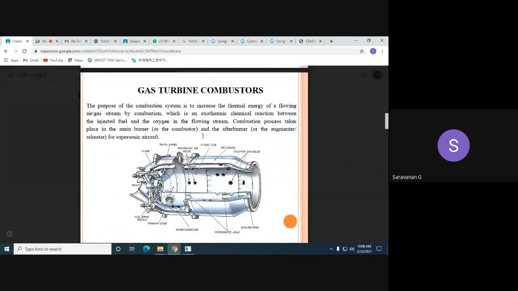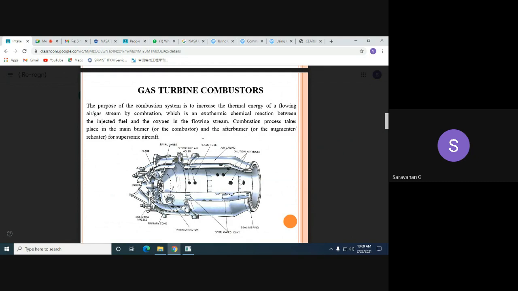Okay, let us start with the next topic, gas turbine combustors. This is the second major topic in Unit 2. We have three topics: intakes, combustor, and nozzle. The first, intake, is over. Today we are going to start with the combustion chamber portion.